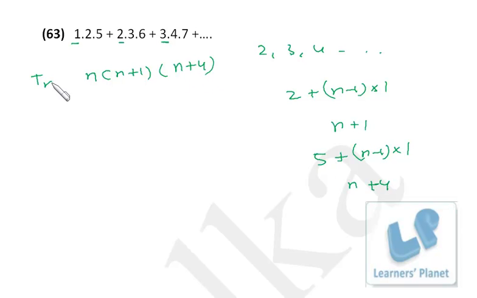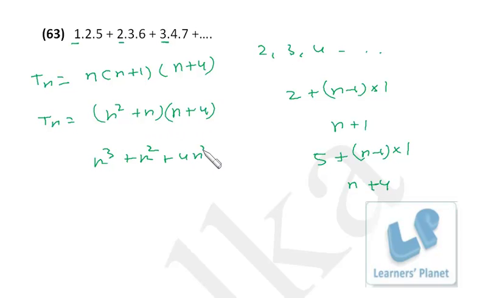Okay, you can cross verify it by putting 1 or 2. So if you put 1, you'll be getting 1, 2 and 5. If you put 2, you'll be getting 2, 3 and 6. So that is the correct nth term. Now if you have got nth term, you just have to take the summation to find out the sum, right? First of all, just multiply. Nth term is equal to n square plus n into n plus 4. So it is n cube plus n square plus 4n square plus 4n, that is nth term. So it is n cube plus 5n square plus 4n. So this is what the nth term.